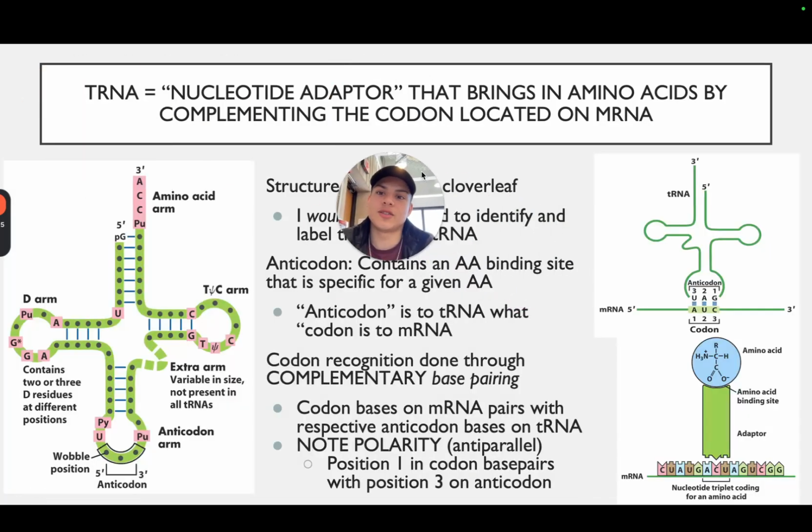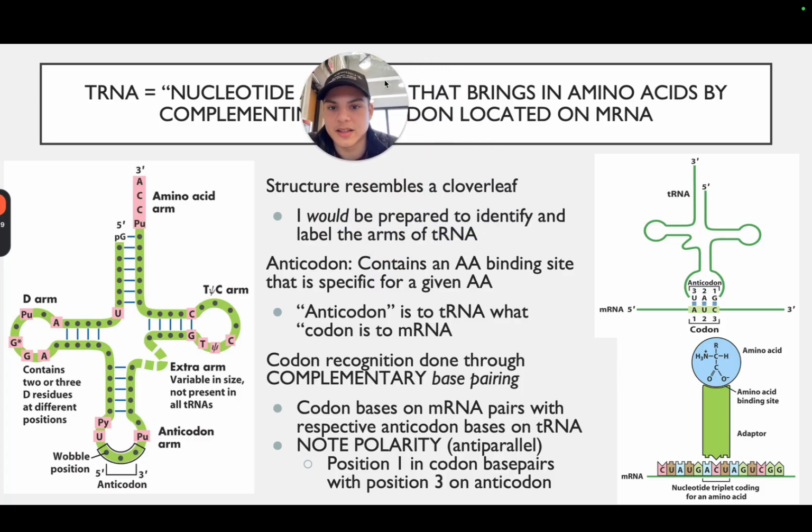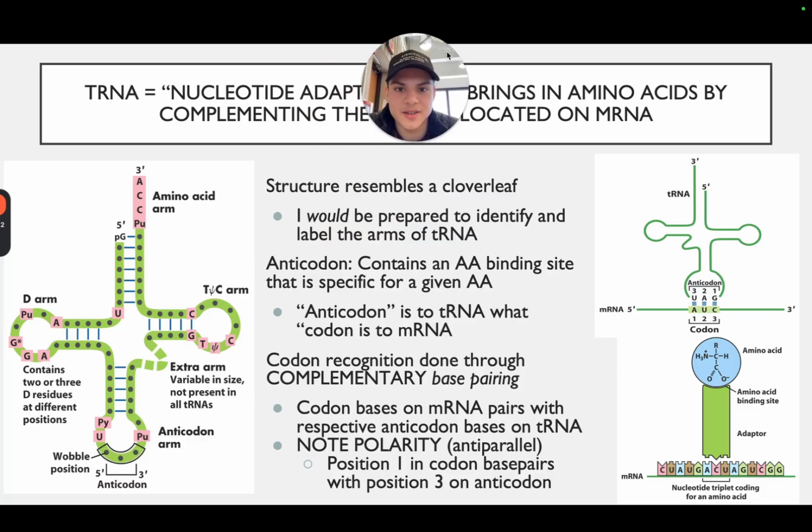Okay, so now moving on to tRNA. It's basically the nucleotide adapter that brings in amino acids by complementing the codon located on mRNA. So essentially we have an anticodon, meaning that's going to be complementary to the codon itself, and it's going to pair, and this tRNA is going to contain an amino acid arm that basically has an amino acid attached to it. So the structure resembles a clover leaf.